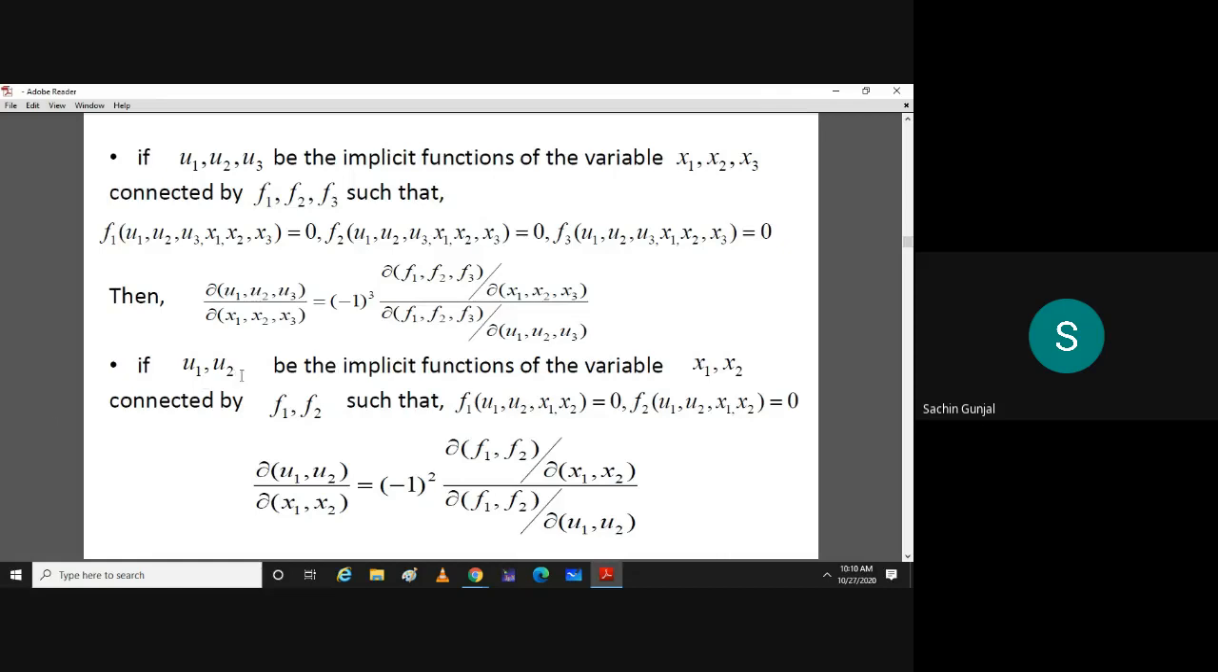For 2 variables, it is the same. Let u1, u2 be implicit functions of x1, x2 connected by two relations f1, f2. Then Jacobian of u1, u2 with respect to x1, x2 is equal to (minus 1) square times Jacobian of f1, f2 with respect to x1, x2 upon Jacobian of f1, f2 with respect to u1, u2.